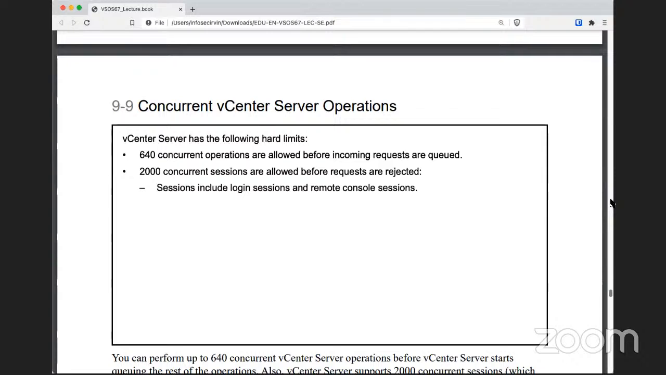The hard limit that vCenter has is 640 concurrent operations before a new request is queued, and 2,000 concurrent sessions allowed before requests are rejected. Now, if someone in security sees those, then you would create ways to deny the service, and reach those numbers so that everything else dies.